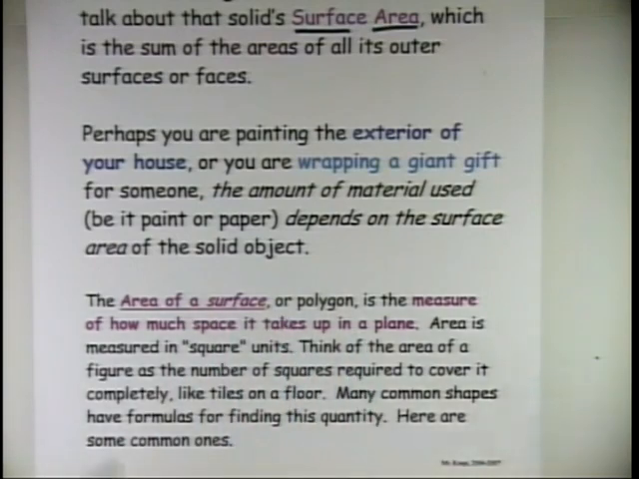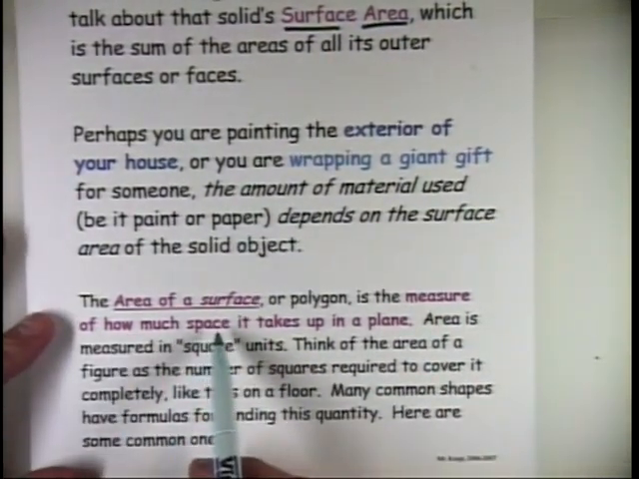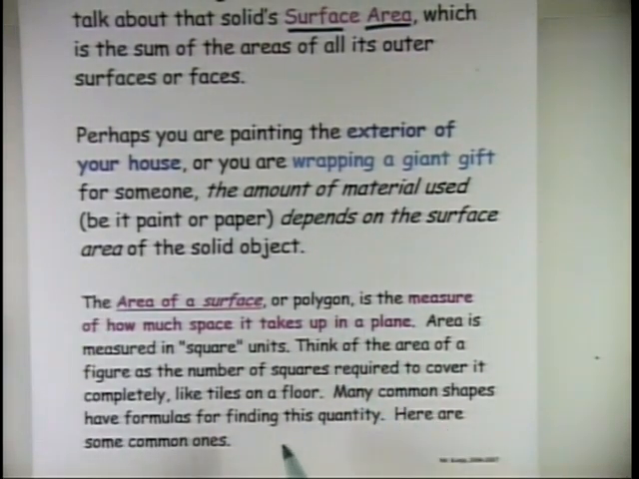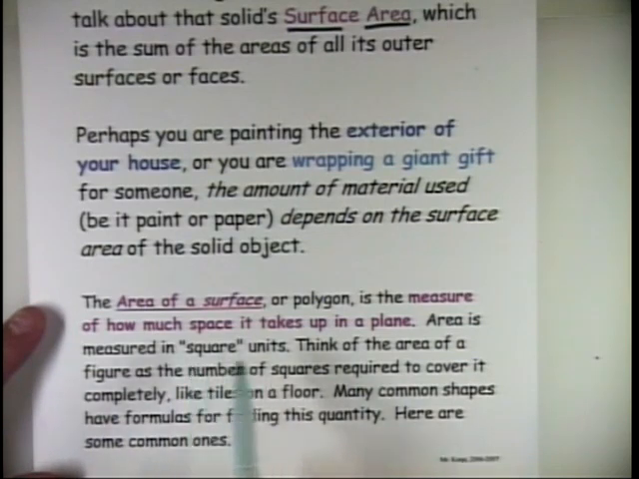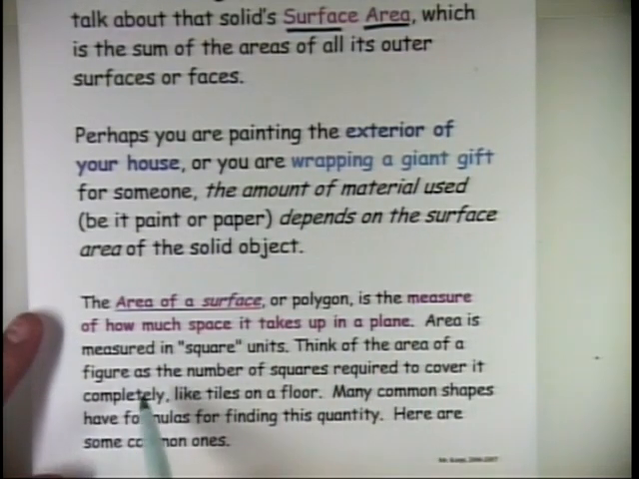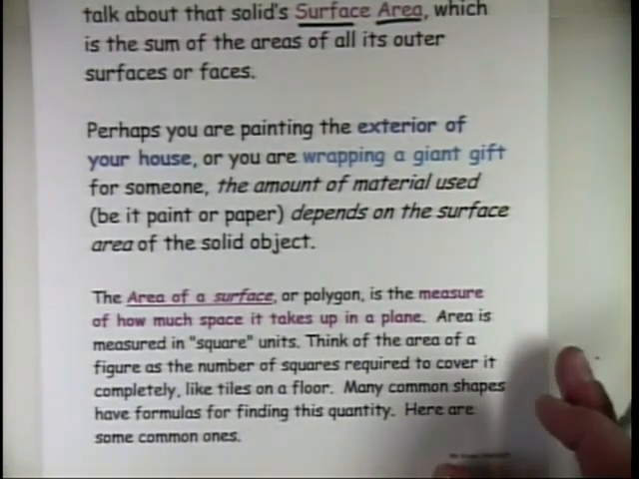But the area of a surface or a polygon is nothing more than the measure of how much space that polygon takes up in the Euclidean plane, on a two-dimensional plane. It's measured in square units, like your house. Your house has a certain square footage. That's the amount of living space on the floor that you have. Think of the area as the number of squares that it's going to take to cover a region completely.